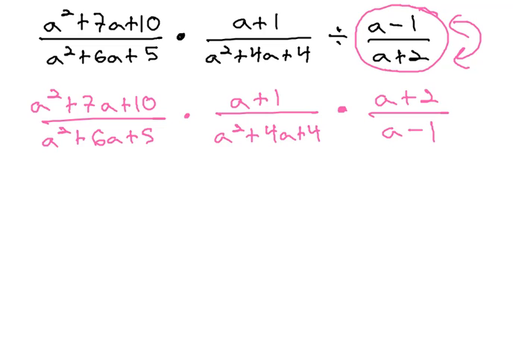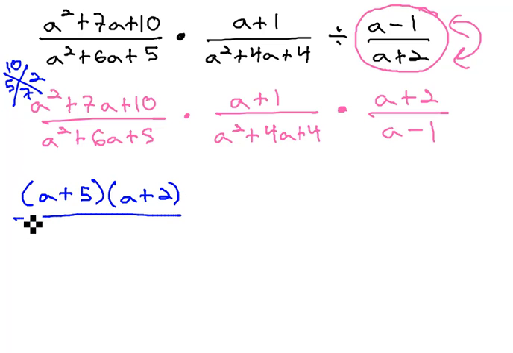So, let's factor everything. In this first numerator, we're multiplying to 10, adding to 7. You can see that would be 5 and 2. So we end up with a plus 5 times a plus 2. In the denominator, we're multiplying to 5, adding to 6. Be careful with 5 and 6, that's a common error. We're multiplying to 5, not to 6. 2 and 3 would be wrong. It's 5 times 1. So we have a plus 5 times a plus 1.